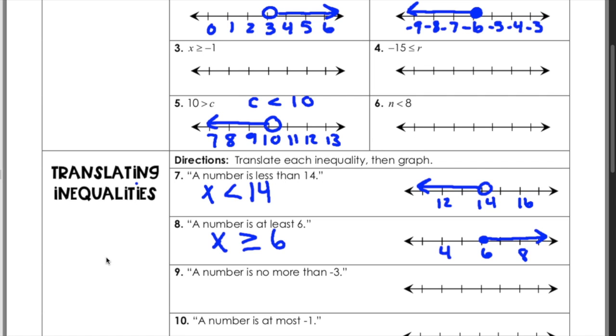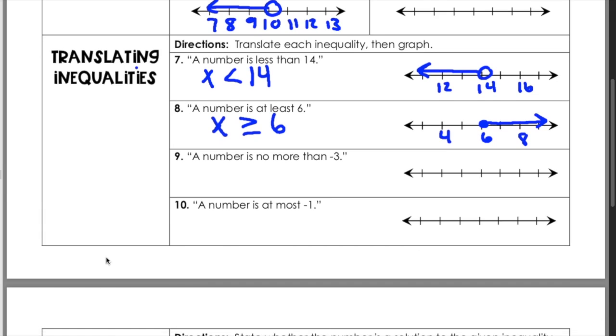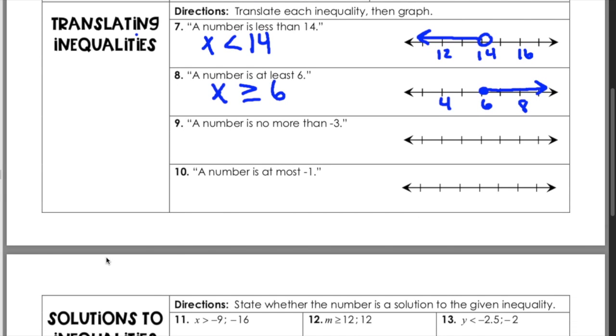I'll quickly do the rest for you. Number 9, it says a number is no more than -3. Well, if it's no more than -3, that means it can be -3, but it can't exceed that. So that means that this is going to be x is less than or equal to -3. So it can be -3 or anything less than that. We'll put -3, -5, -1. So closed circle, arrow to the left.